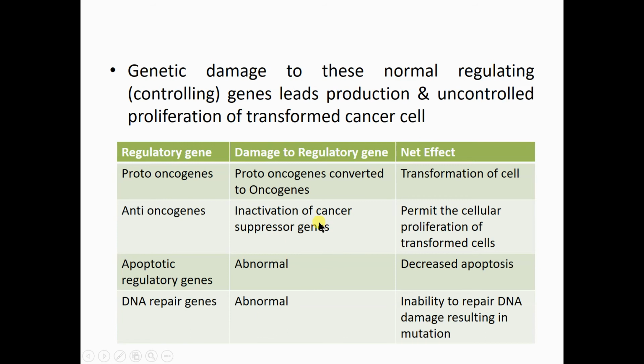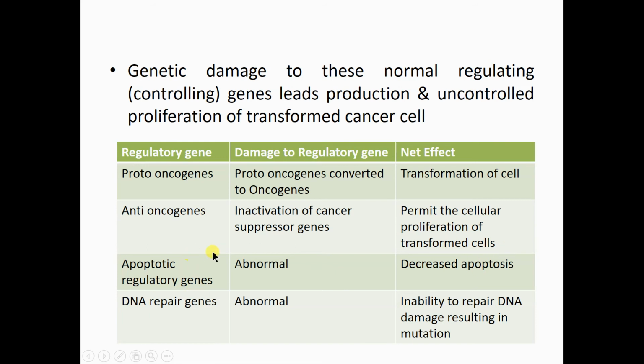So inactivation of the tumor suppressor genes may lead to permission for the cellular proliferation of the transformed cell. The transformed cell, which is produced by these oncogenes, if these anti-oncogenes become defective in that cell, then cellular proliferation becomes uncontrolled, and there is a large number of cell divisions of this abnormal or cancer transformed cell.